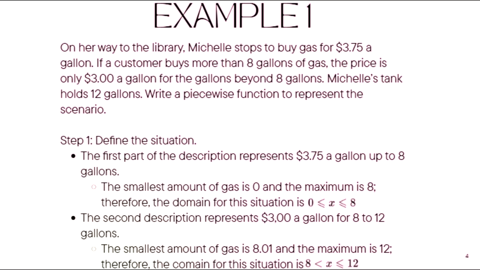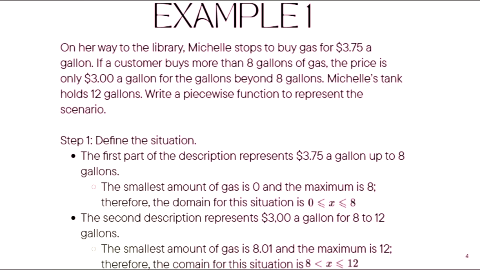Sorry, example number 1. On her way to the library, I'm going to keep coughing apparently. Michelle stops to buy gas for $3.75 a gallon. If a customer buys more than 8 gallons of gas, the price is only $3 a gallon for the gallons beyond 8 gallons. Michelle's tank holds 12 gallons. Write a piecewise function to represent the scenario.